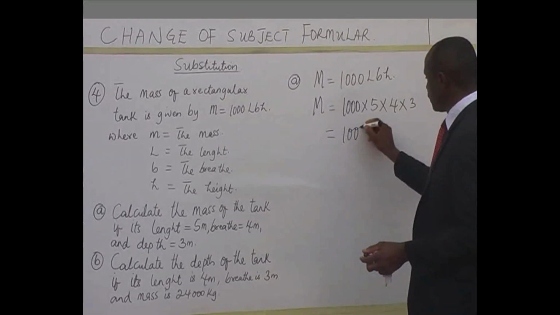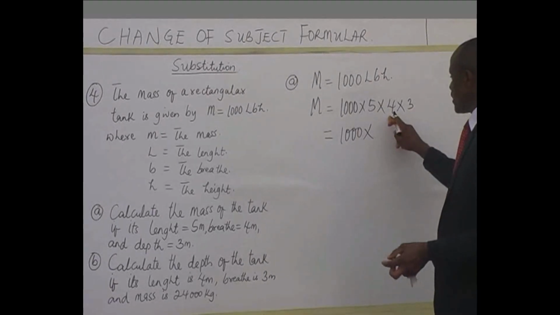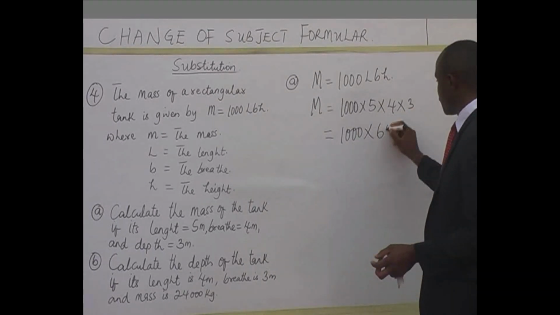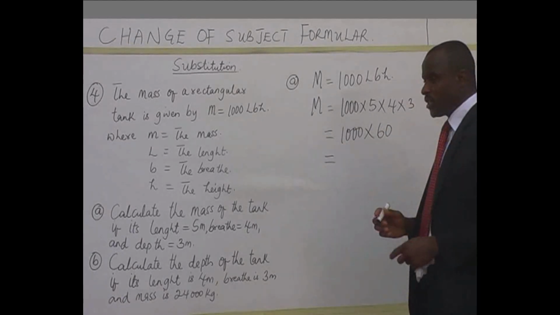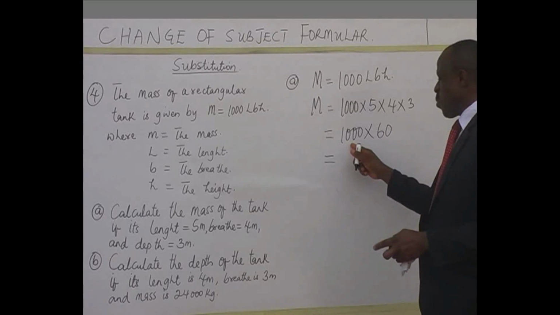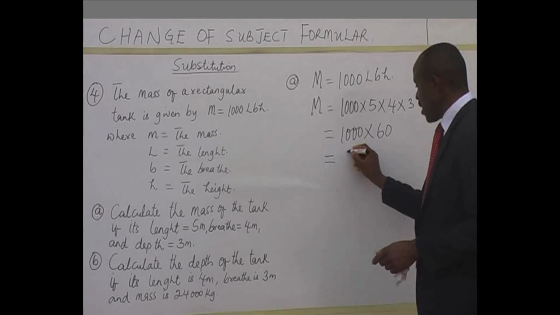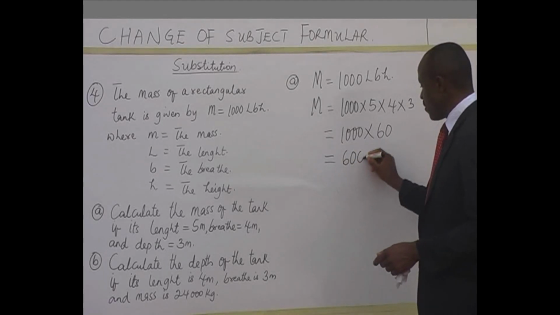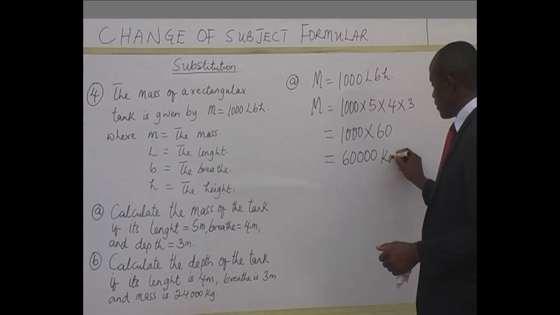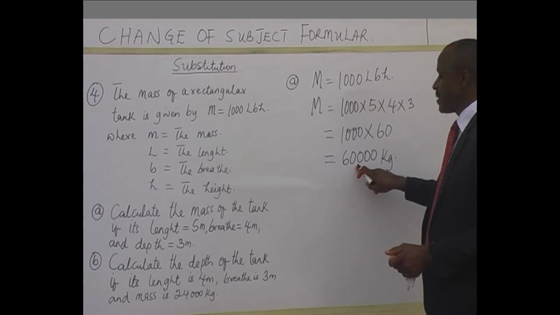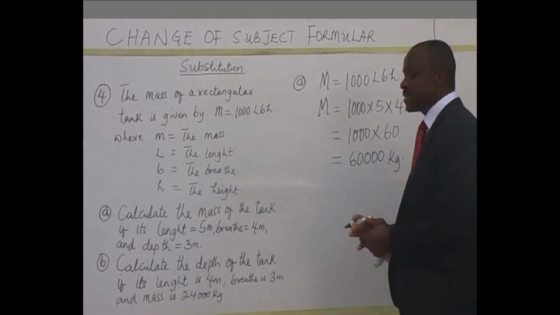1000 times 5 times 4 is 20. 20 times 3 is 60. You don't need to go to your calculator, just watch this. 60 times 1000 means add the 3 zeros of 1000 to 60. So now it gives you 60,000 kilograms. So this is the mass that question number A asked for.